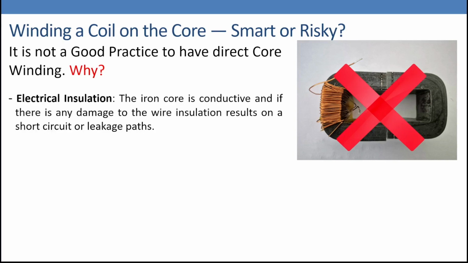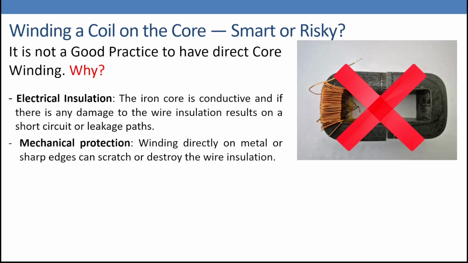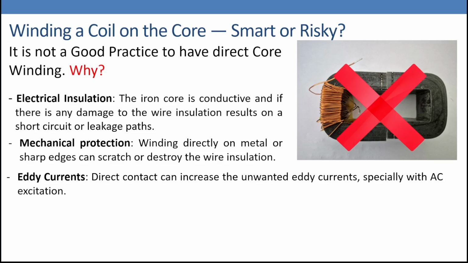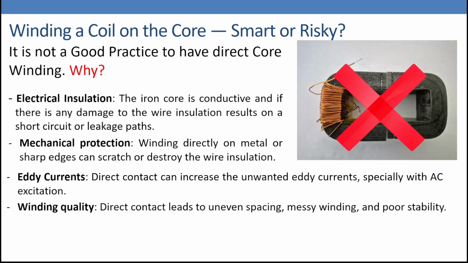Why? Number one, electrical insulation. The iron core is a conductive material, and if there is any damage to the wire insulation, it results in a short circuit or interturn short circuit. That one is going to increase the leakage path. Number two, mechanical protection. Winding directly on metal or sharp edges can scratch or destroy the wire insulation. That one takes us back to number one. Number three, eddy currents. Direct contact can increase the unwanted eddy currents, especially with AC excitation. Number four, winding quality. Direct contact leads to uneven spacing, messy winding, and poor stability.